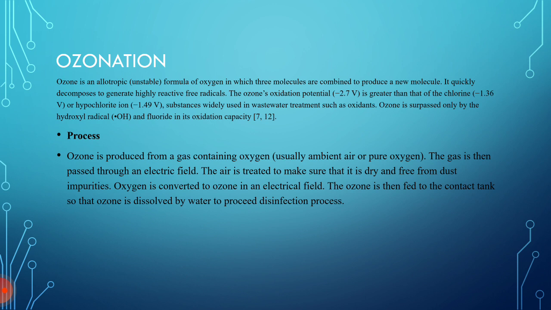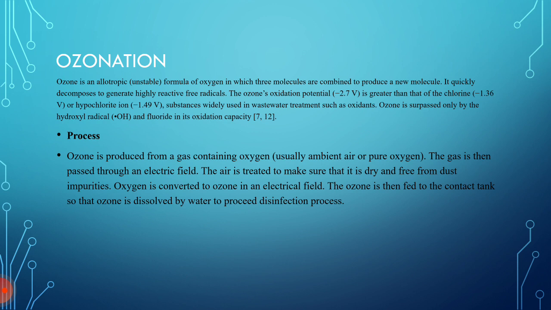Ozonation. Ozone is an allotropic form of oxygen in which three atoms are combined to produce a new molecule. It quickly decomposes to generate highly reactive free radicals. Ozone oxidation is greater than that of chlorine or the hypochlorite ion, substances widely used in wastewater treatment as oxidants. Ozone is surpassed only by the hydroxyl radical and fluorine in its oxidation capacity.